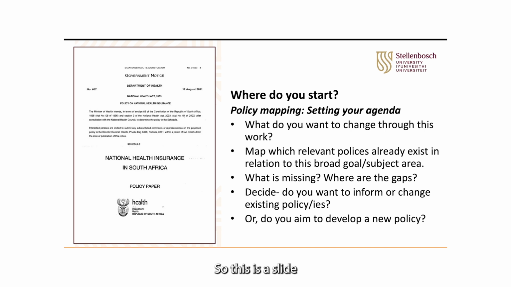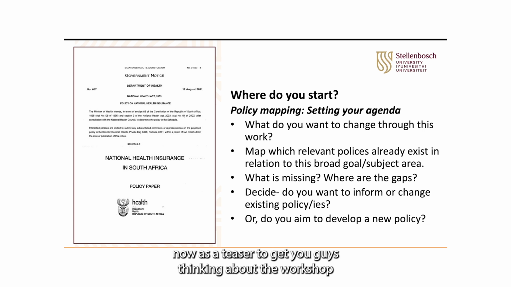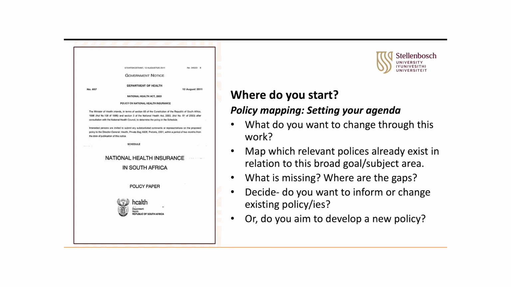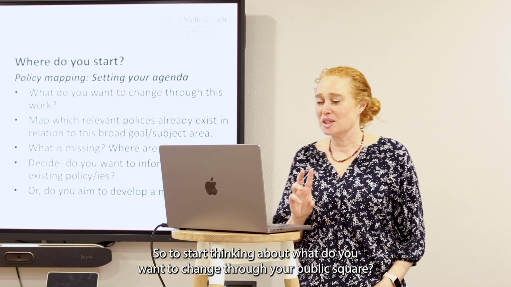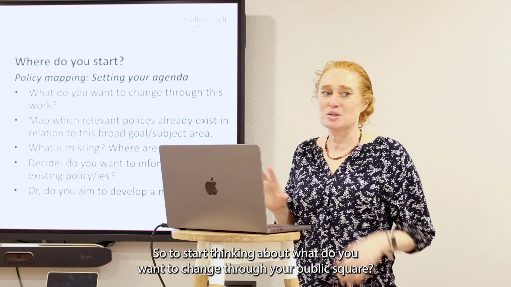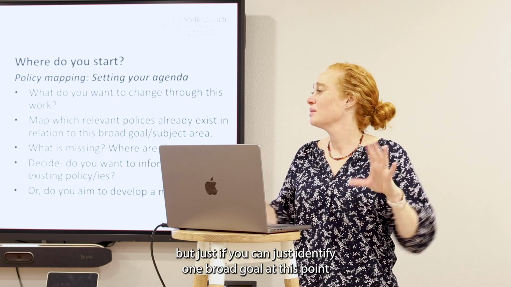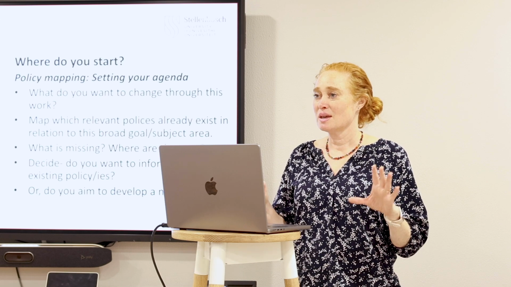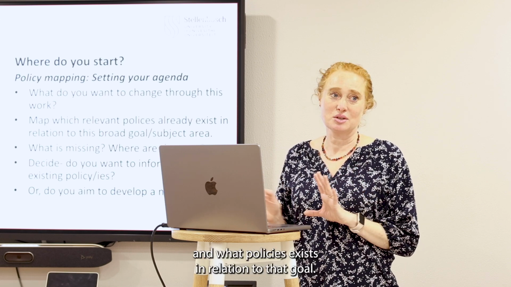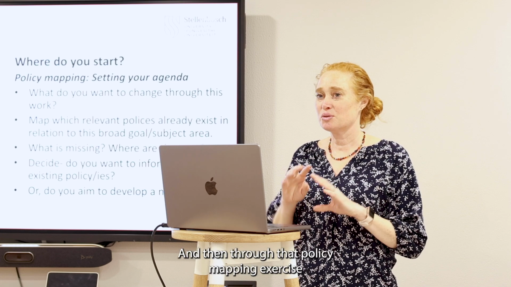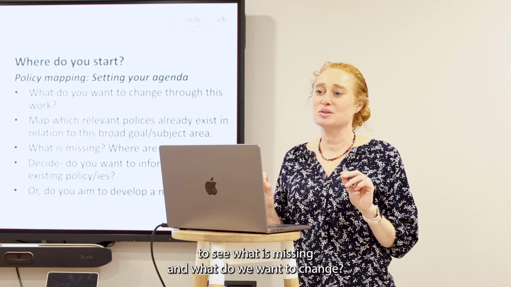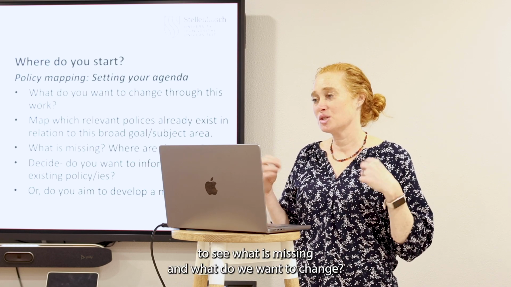So this is a slide that we showed a bit earlier, and we just wanted to re-show it now as a teaser to get you guys thinking about the workshop and the idea about setting your agenda. So start thinking about what you want to change through your public square. There might be many things, but if you can identify one broad goal at this point and what policies exist in relation to that goal, and then through that policy mapping exercise see what is missing and what we want to change.